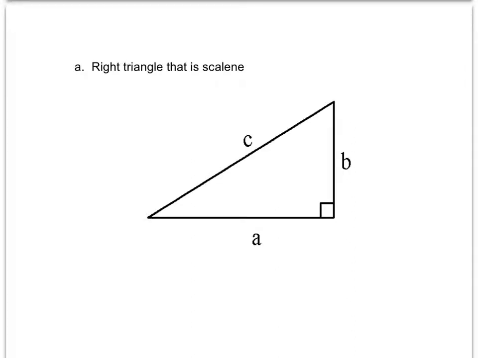Here is a right triangle that is scalene. It's a right triangle because we have a right angle. And it's scalene because each side of the triangle is a different length.